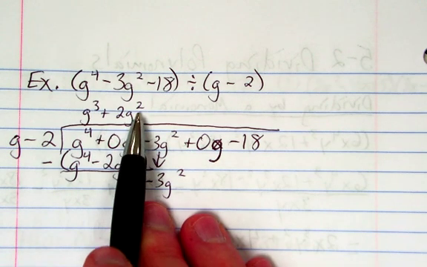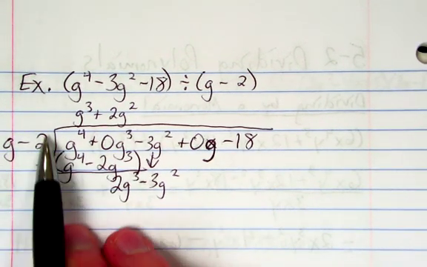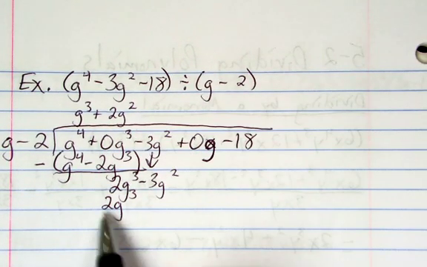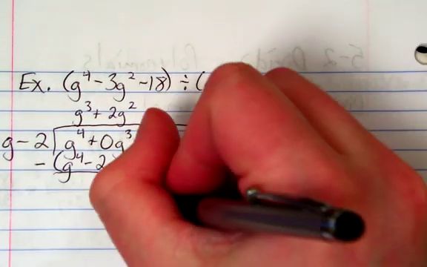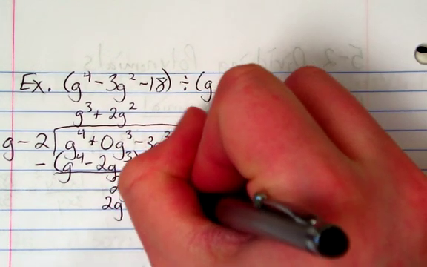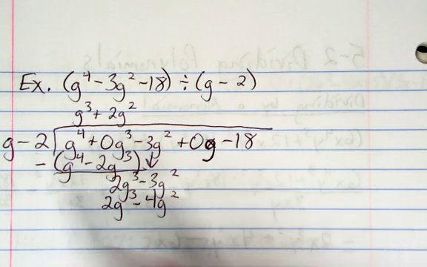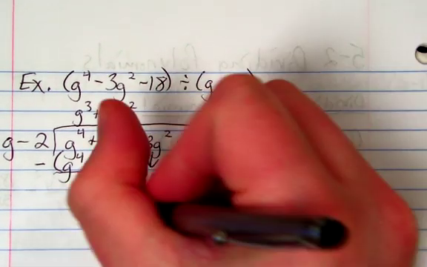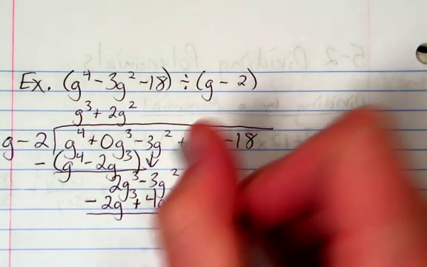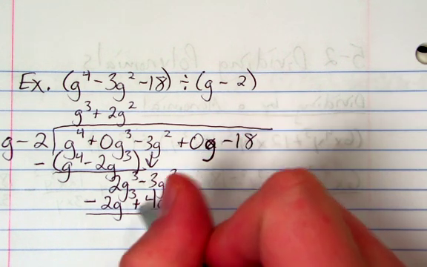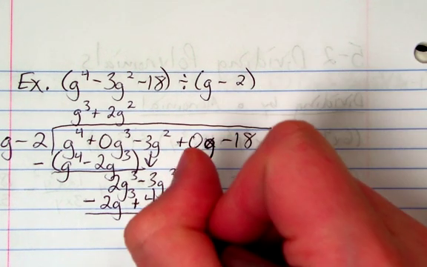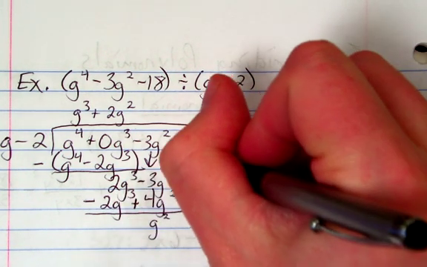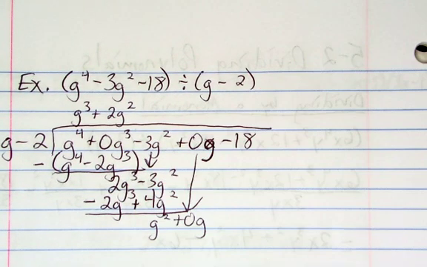So I take 2g squared times g minus 2. I should get 2g cubed, that's the whole point. And then minus 4g squared, 2g squared times minus 2. Subtract, I'm going to immediately distribute my negative, turn that into plus. So I've got negative 3g squared plus 4g squared gives me positive g squared. Notice these will cancel out. Bring down my plus 0g.